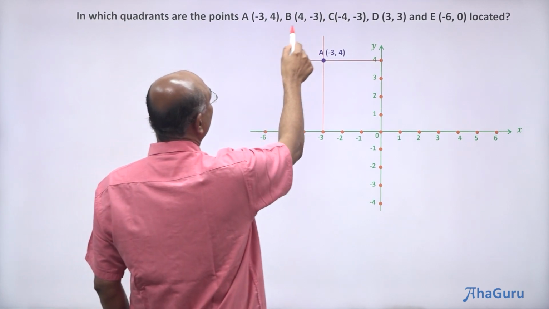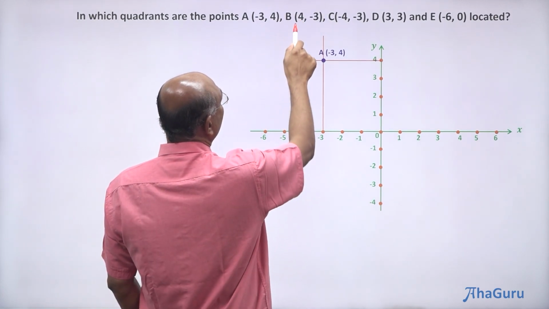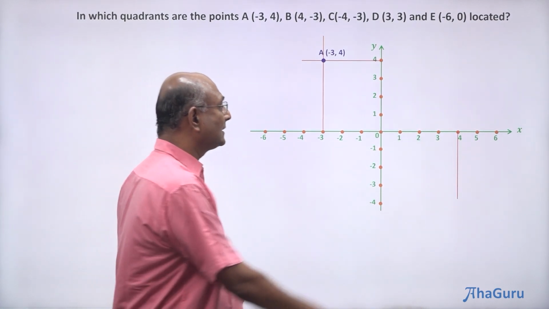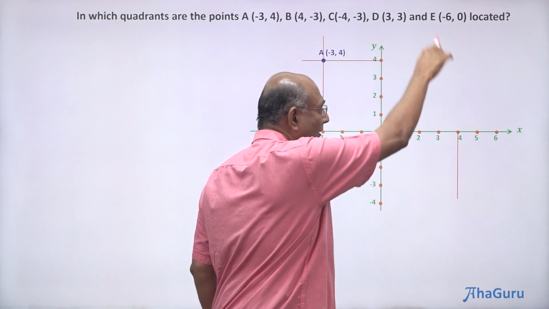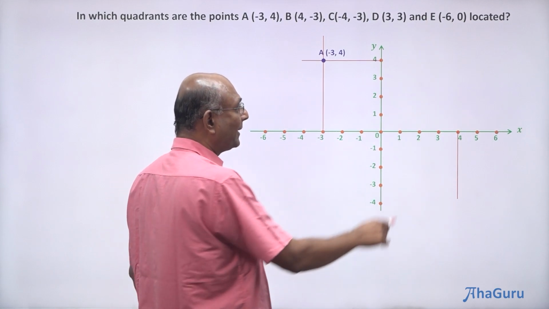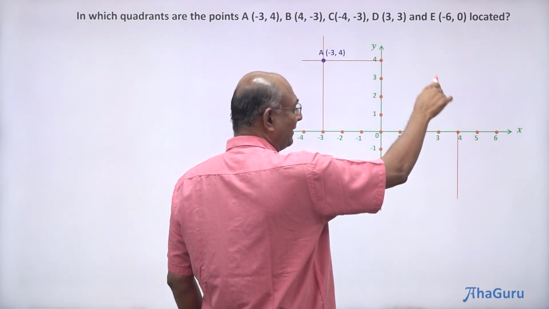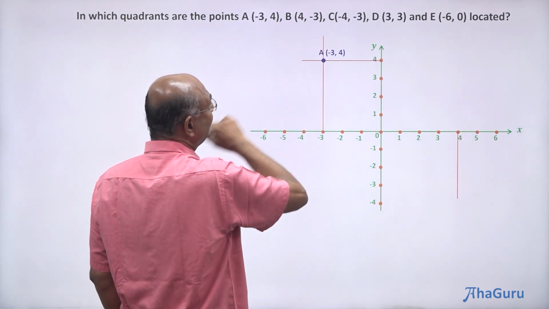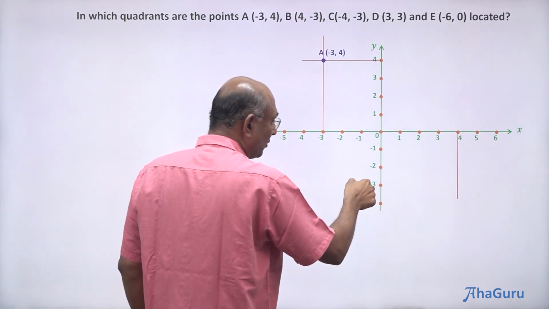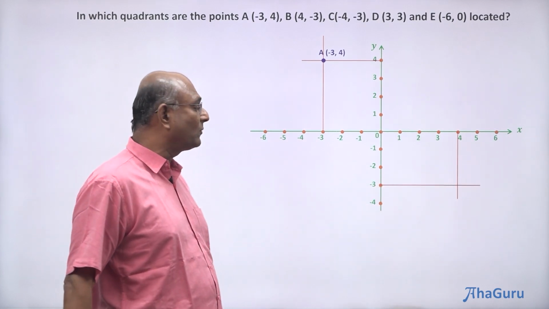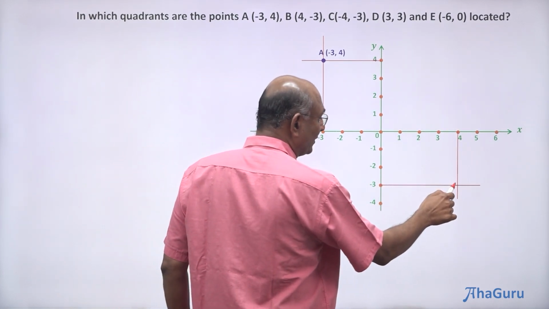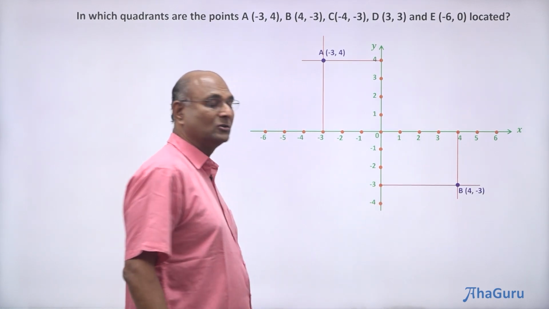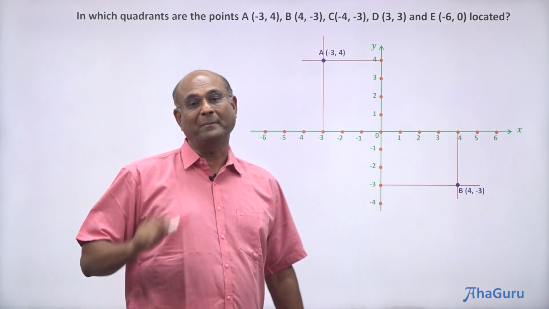Let us now go to B, (4, -3). x equal to 4 is all of these points that pass through this point, right? All points on the vertical line passing through this point basically have x equal to 4. The y coordinate is -3. So all these points have y equal to -3. This is the only point that has x equal to 4 and y equal to -3. So that is B, (4, -3).